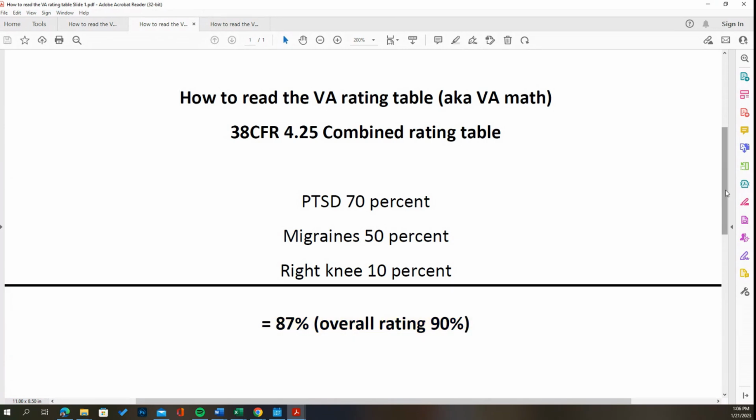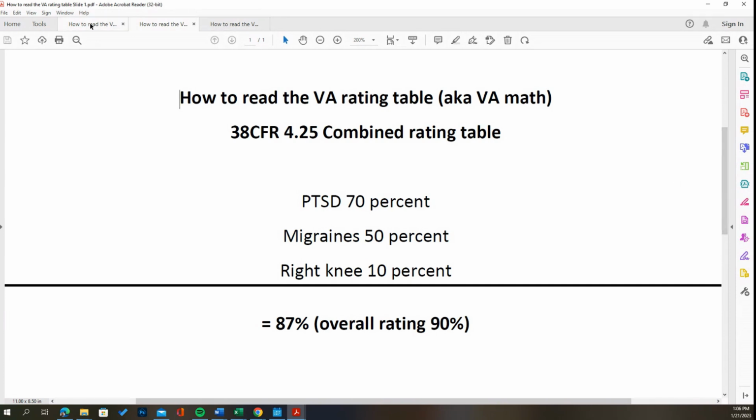Okay. So everybody got that? I hope you were able to write that down. I'll leave it up for a couple of seconds. PTSD at 70, migraines at 50, and right knee at 10. We got that. Write that down.